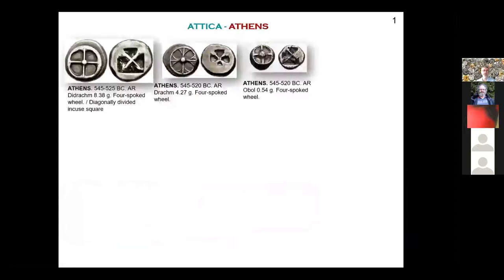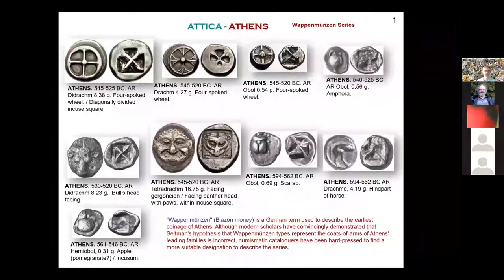Athens is, of course, the focus of many numismatists. The early coinage, you still see the phrase or the name that catalogers use, Wappenmünzen, for the early coinage of Athens. Although modern scholars have convincingly demonstrated that Seltman's hypothesis, that Wappenmünzen types represent the coats of arms of Athens' leading families, is incorrect, numismatic catalogers have been hard-pressed to find a more suitable designation to describe this early coinage.